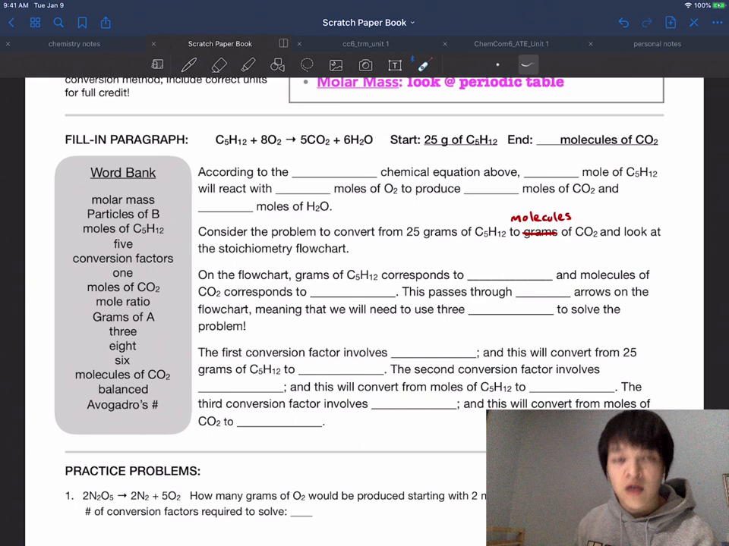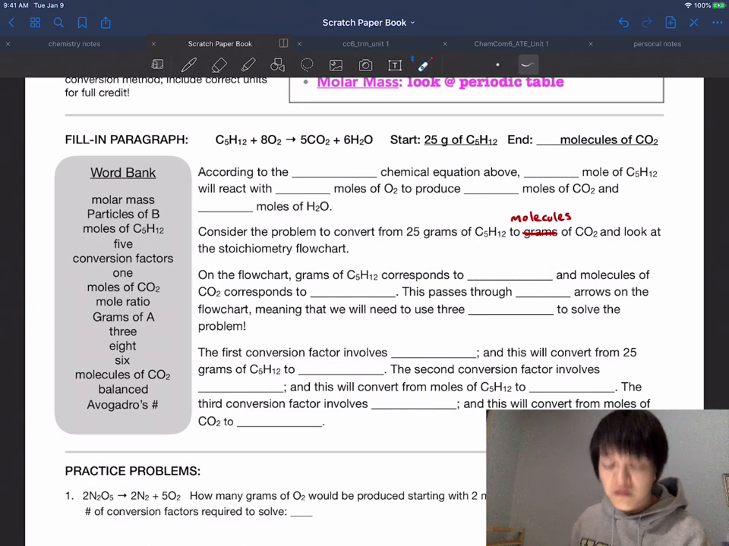The one last thing I want to mention is that in the second paragraph, there is a typo. It says, consider the problem to convert 25 grams of C5H12 to grams of CO2. It's supposed to say molecules of CO2, so please make that correction.